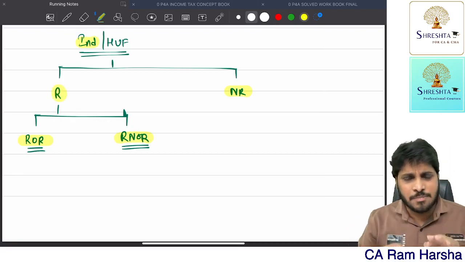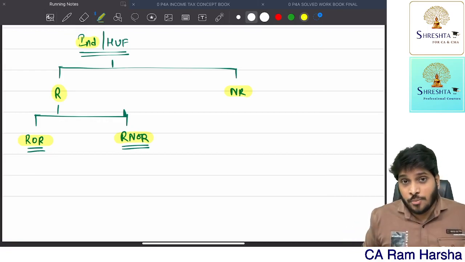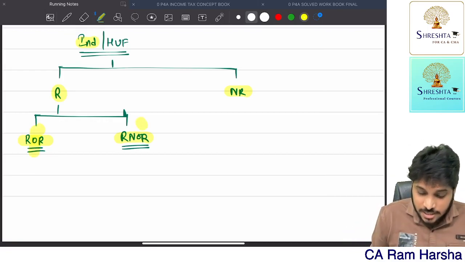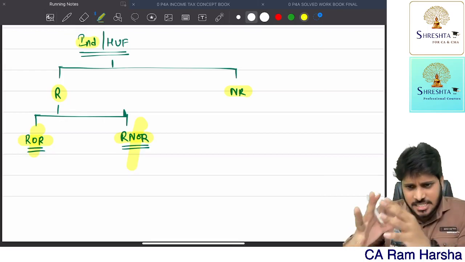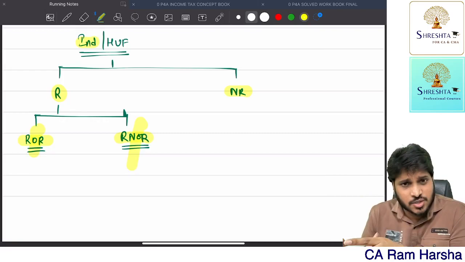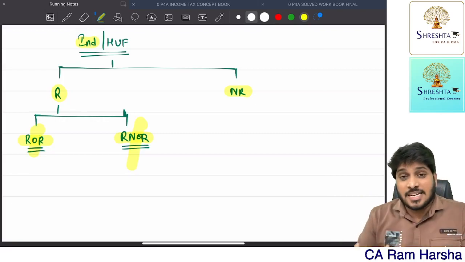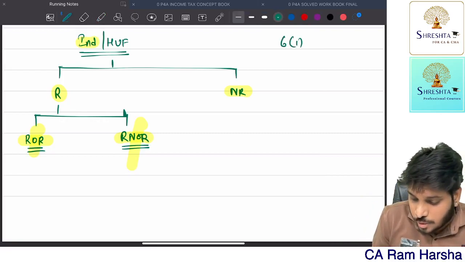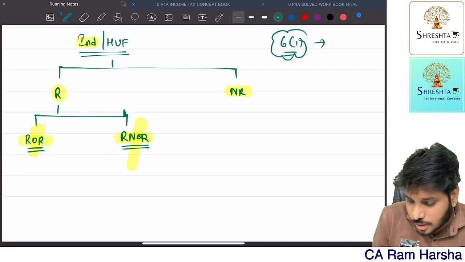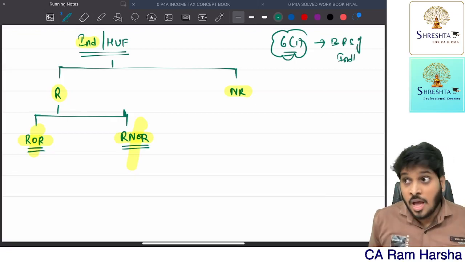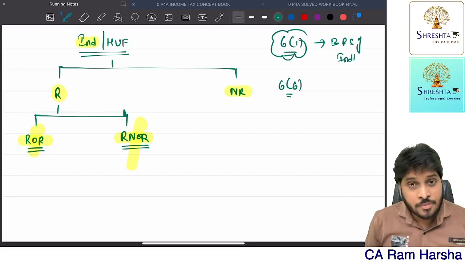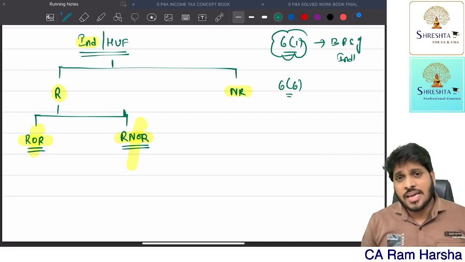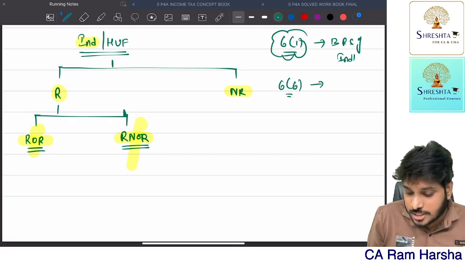When an individual is simply treated as a resident, how do we know whether he is an ordinarily resident or not ordinarily resident? So first of all, we need to understand, is he a resident? We call it basic residential status. 6 clause 1 talks about the basic residential status of an individual. Whether he is an ordinarily resident or not, then 6 clause 6 we need to check.